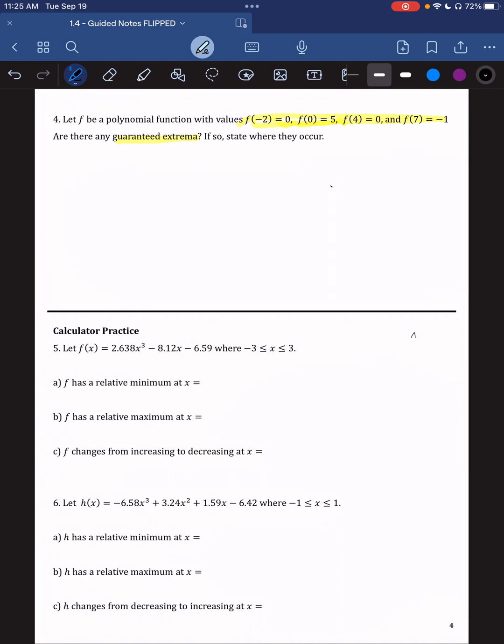So let's first think about these points. I'm going to number them just to make them easier. So remember inputs and outputs, right?